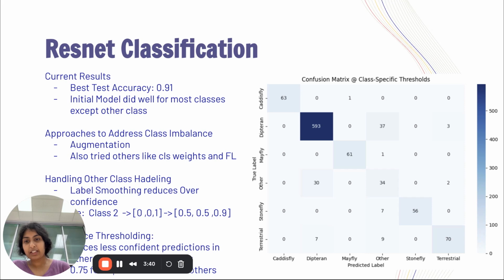Now, for the other class, we had a particular difficulty putting items into it. So we handled this by using label smoothing, which aims to reduce overconfidence of the class. And we also use confidence thresholding that puts the less confident predictions into the other class.